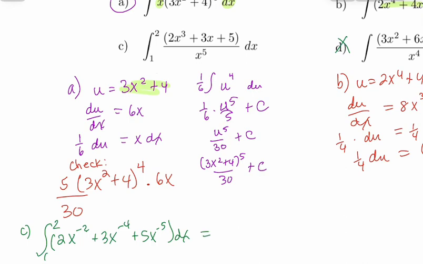And because that's a polynomial-ish sort of thing, or a power function, we can just go ahead and do the antiderivative, okay? So that's going to be 2. Now you're adding 1 to the negatives, so they feel a little funkier, but negative 2 plus 1 is negative 1. Negative 4 plus 1 is negative 3. Divide by that negative 3. Negative 5 plus 1 is negative 4.